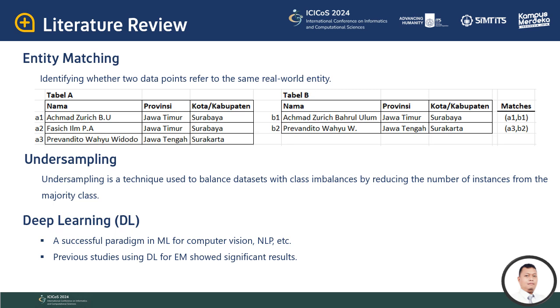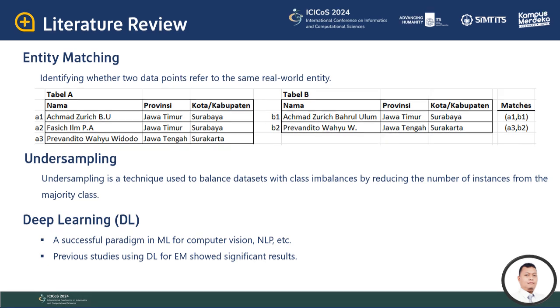And then we explore deep learning for entity matching. Deep learning has shown significant success in various fields, including entity matching. Previous studies using deep learning for this purpose have demonstrated promising results.